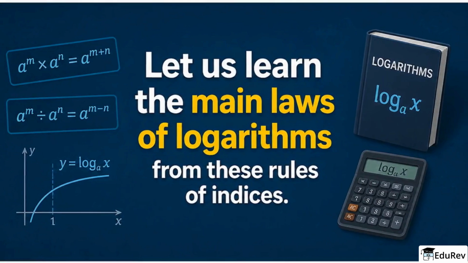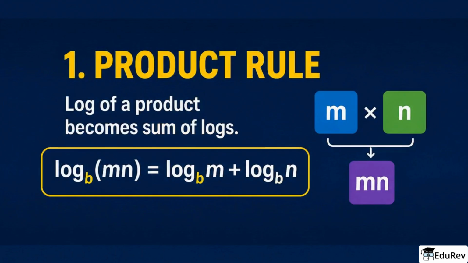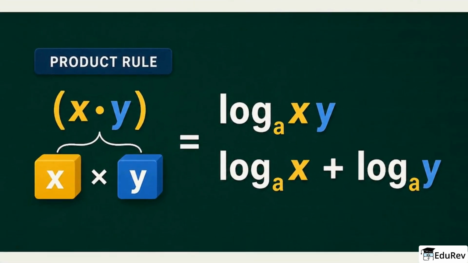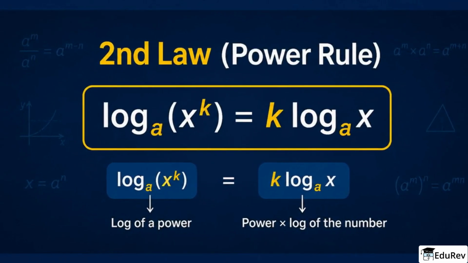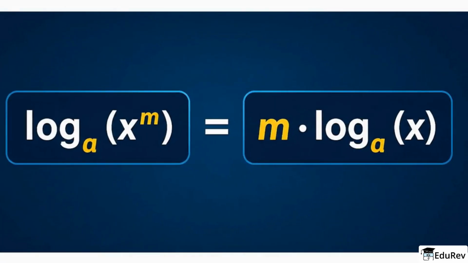Let us learn the main laws of logarithms from these rules of indices. First law, the product rule. If you multiply two numbers, the log of the product equals the sum of their logs. In symbols, log base a of xy equals log base a of x plus log base a of y. Second law, the power rule. The log of a number raised to a power equals that power times the log of the number. So log base a of x to the power m equals m times log base a of x.